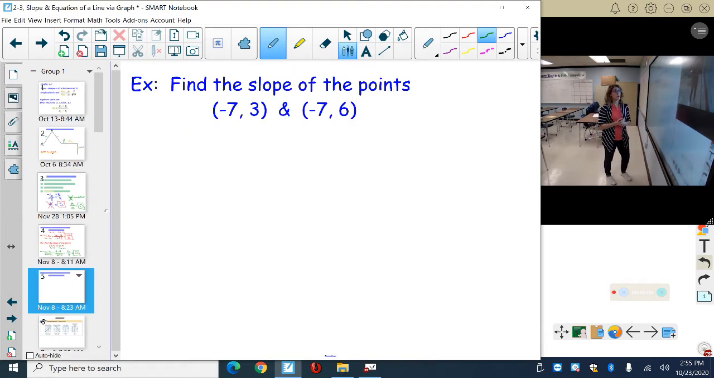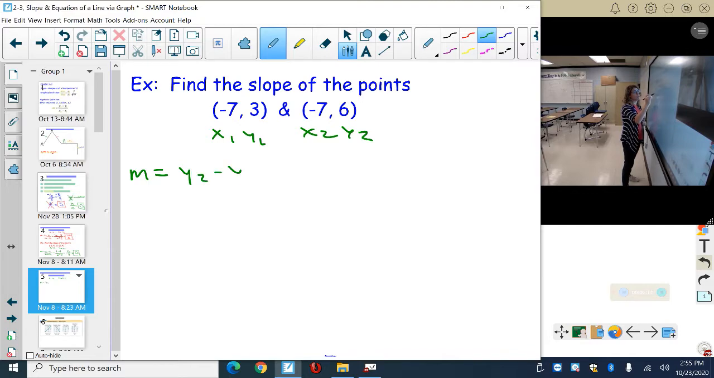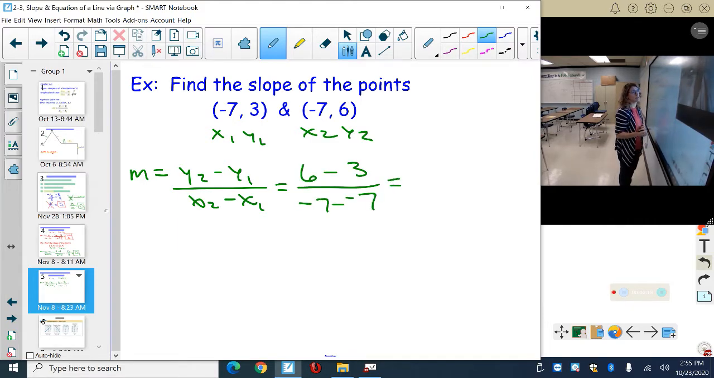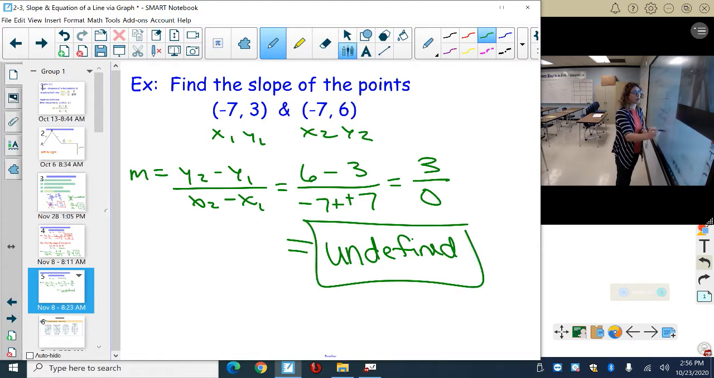Next, find the slope of this one. Same exact thing. x1, y1, x2, y2. Write the formula, y2 minus y1 over x2 minus x1, and plug and chug. 6 minus 3, -7 minus -7. 3 over... the double negative is a positive. -7 plus 7 is 0. Do not leave it like this. The answer is undefined because you cannot divide by 0.